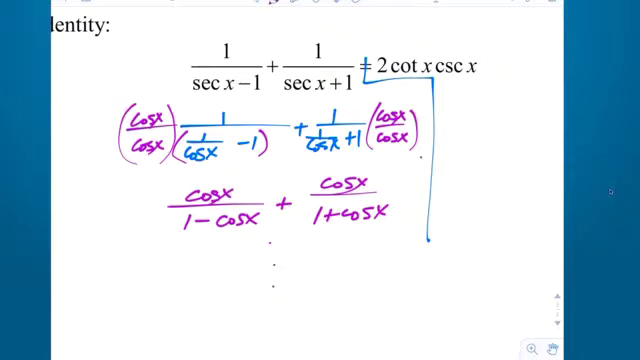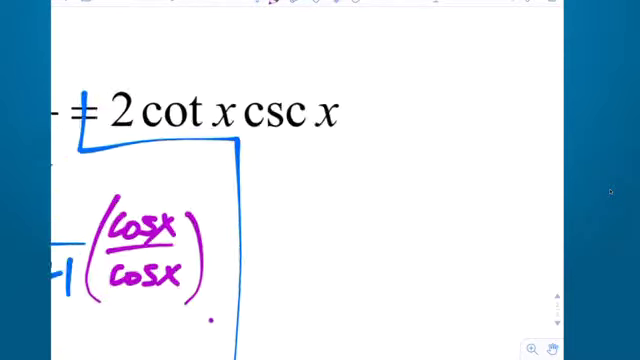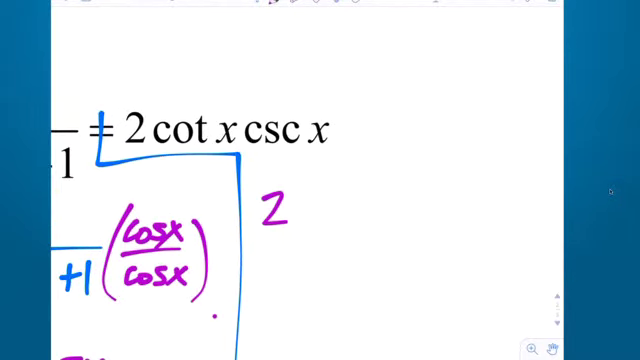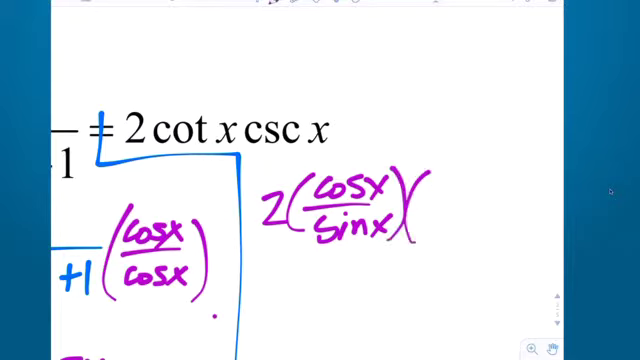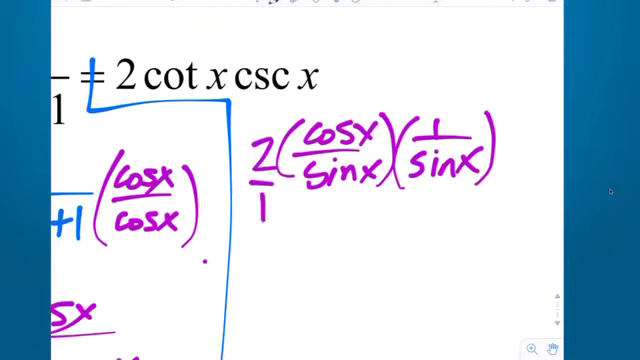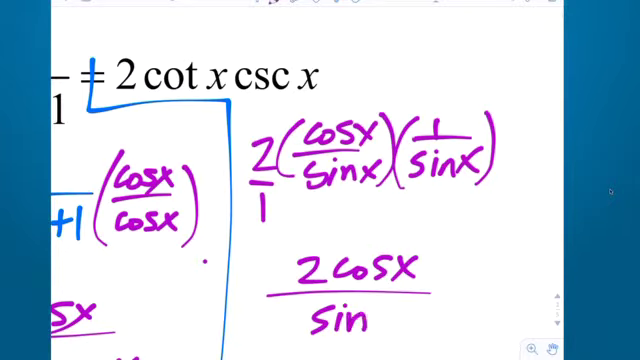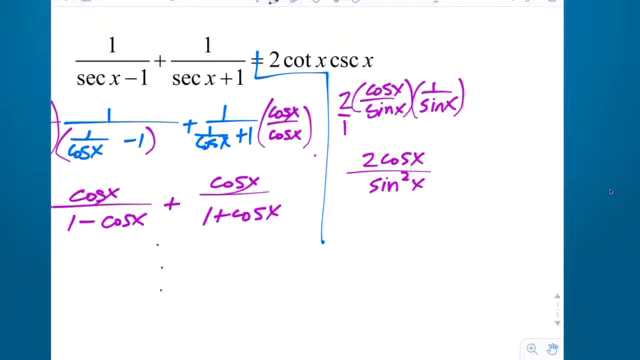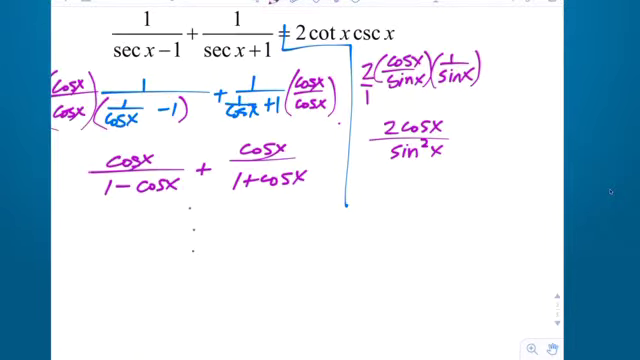But then here's what I would do. If I have everything in terms of sine or cosine on the left side, I would probably jump over here and write that as 2 times cosine over sine, and then times 1 over sine. And then if you multiply straight across, that's like 2 over 1. You get 2 cosine of x over sine squared. And then I would stop right there. And that becomes my new target on the right. Oh, we might as well finish it.